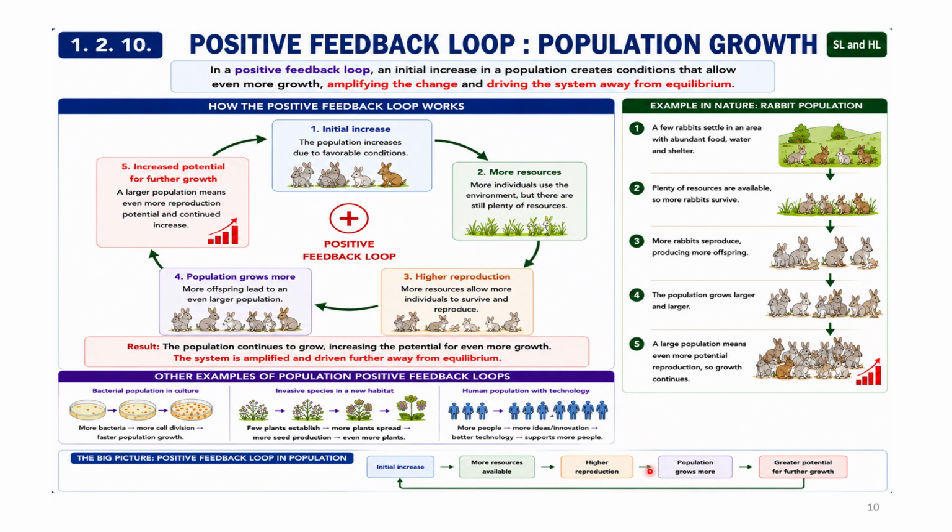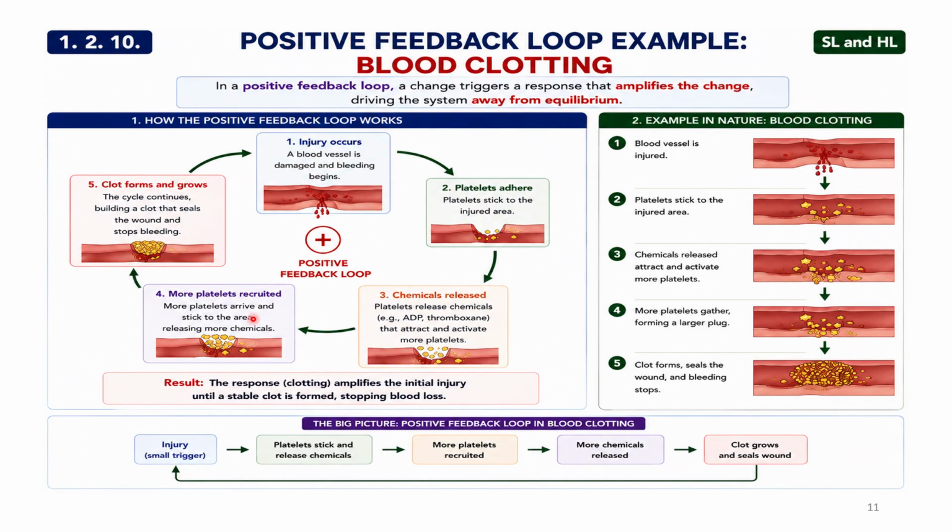Blood clotting is one of the most familiar examples of a positive feedback loop. The process begins when a blood vessel is injured, causing bleeding. Platelets immediately adhere to the damaged tissue and release signaling chemicals, such as ATP and thromboxane, which attract and activate additional platelets.